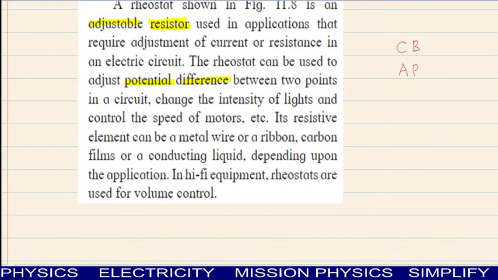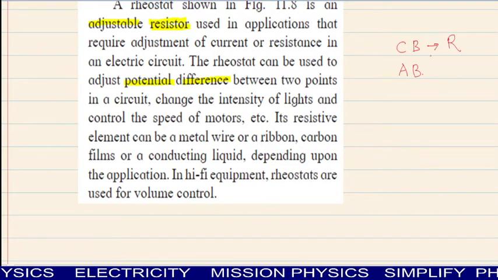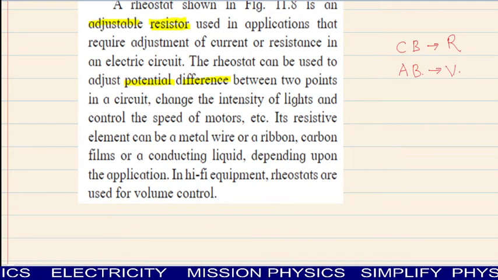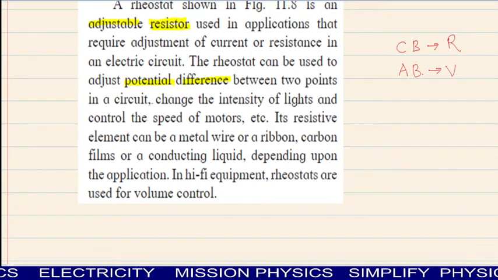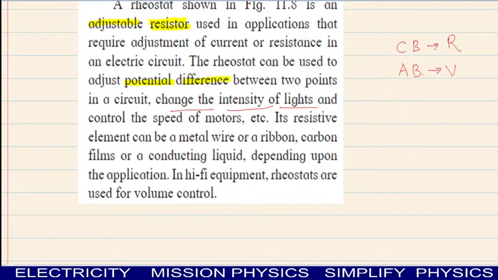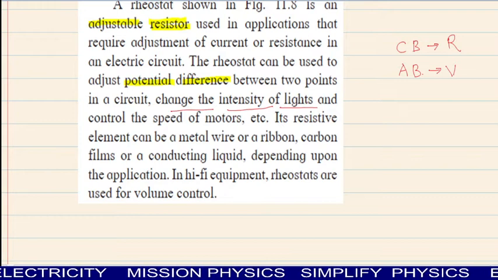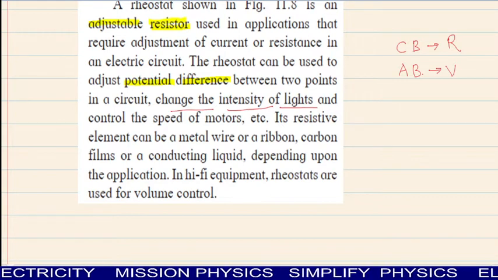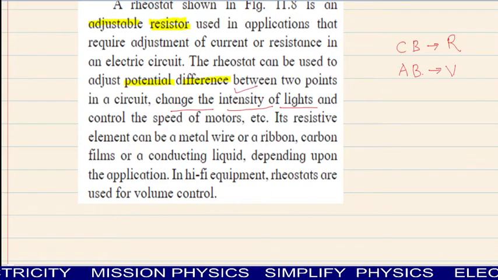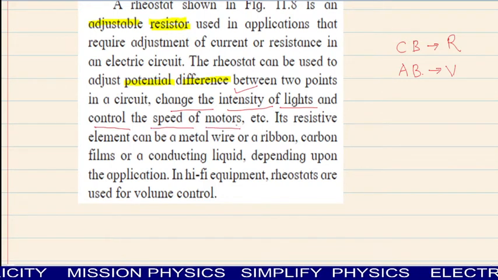तो दोनों ही cases में, जब आप C and B use करेंगे then it is used to change the resistance, and whenever we are using the other two terminals, this is to adjust the potential difference between two points in a circuit, to change the intensity of lights. आपने देखा होगा जिस तरह से फैन के रेगुलेटर को रोटेट करके हम फैन की स्पीड को मेंटेन करते हैं, सिमिलर कंट्रोलिंग नॉब को रोटेट करके हम कुछ लाइट अप्लायंसेस में लाइट की इंटेंसिटी को कंट्रोल करते हैं, एज वेल एज हम मोटर्स की स्पीड को कंट्रोल करते हैं.